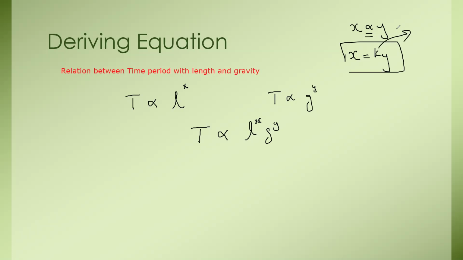The mathematical rule is that whenever a proportionality sign is removed from the equation, it must be replaced with an equal to and a constant. That constant can have any value, but it should be there as a part of the equation. So we can say T is equal to k L raised to power x and g raised to power y.